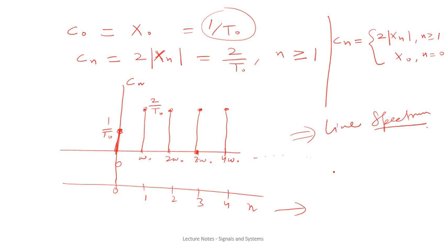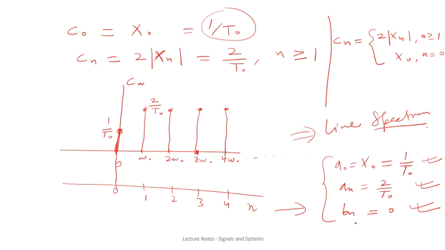Now one last thing which was asked: obtain the trigonometric Fourier series coefficients also by using the exponential Fourier series coefficients. Again, just by utilizing the relation, a naught will be equal to x naught, so it will be 1 by t naught, and an will come out to be 2 upon t naught, just by utilizing that relation which was discussed in the last problem, and bn will be equal to 0. So these three things you have to calculate.